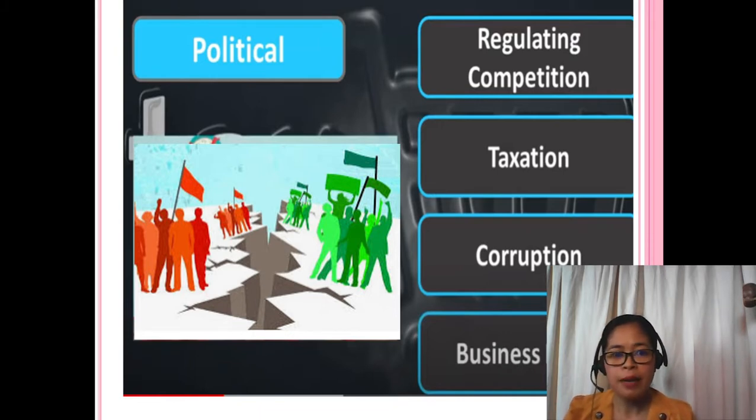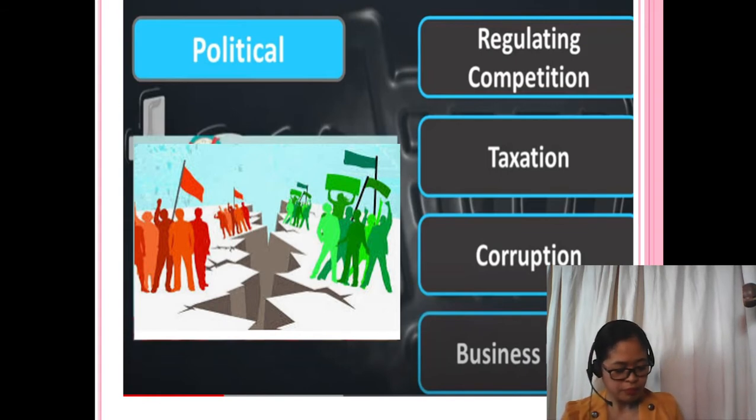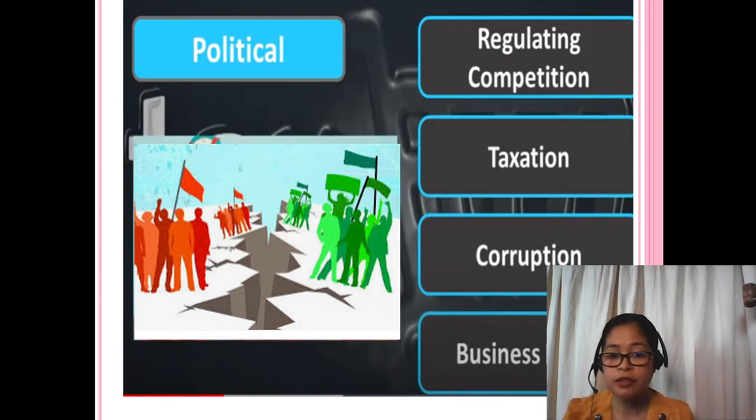Okay, now we talk about political. All right, so for political, you have to consider the regulating competition, the taxation, the corruption, and so on, with the business. You have to consider that before you venture into a business, or even if you have an existing one. Is the politics friendly with your business tactics? So that is very important.